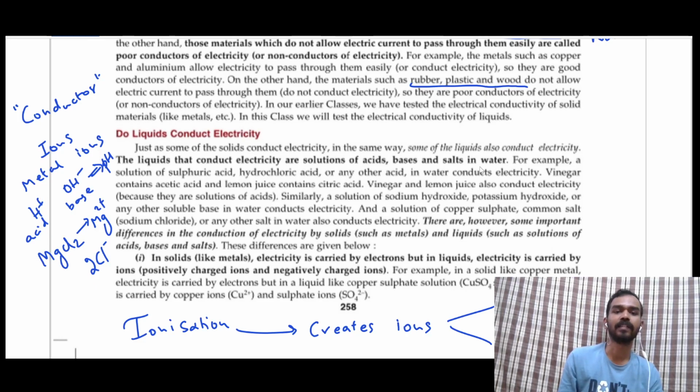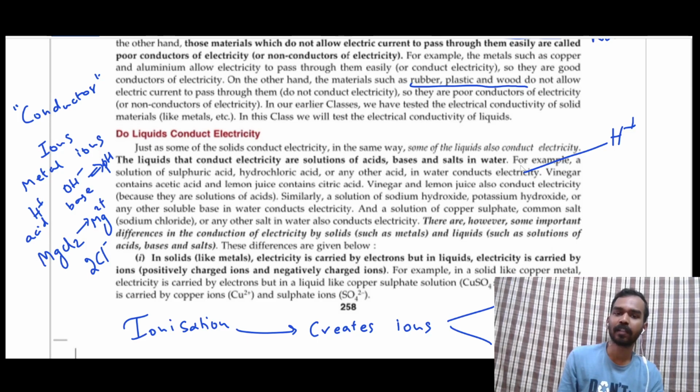So this makes this liquid able to conduct the current through it. You have sulfuric acid, hydrochloric acid, everything can conduct. Why? Because you have H plus. And you have vinegar, acetic acid, and lemon, which has citric acid. Vinegar and lemon conduct electricity. They are also acid.